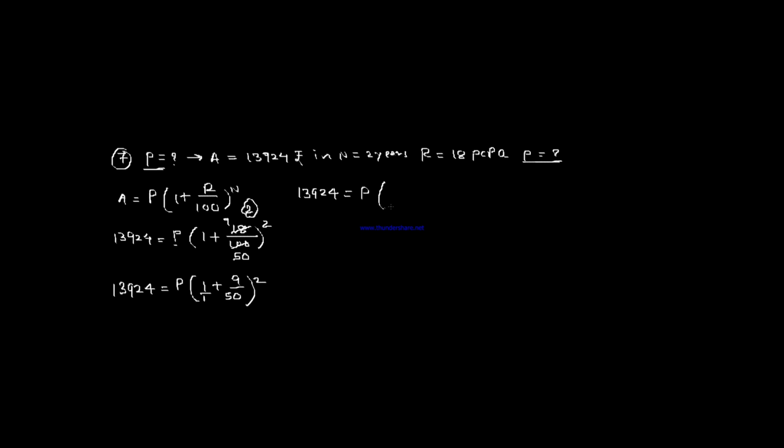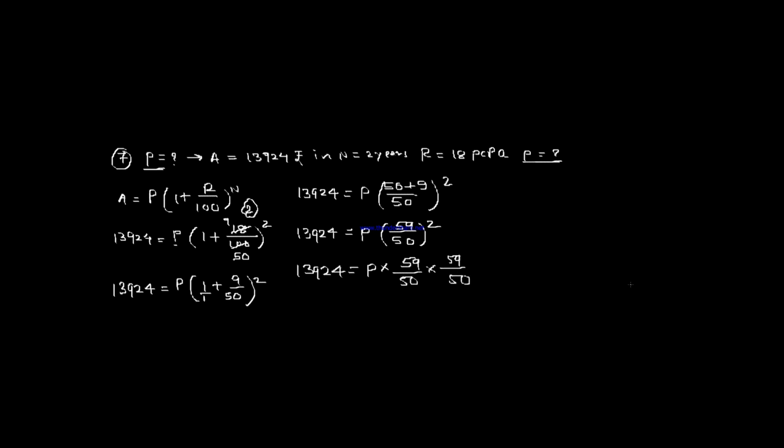13924 principal, then 50 ones are 50, 50 ones are 50, 50 ones are 50, 1 9s are 9, 13924, and this will become 59 upon 50. Okay, now since there is a square, so we can do the square over there. The answer that we will get is 59 upon 50 into 59 upon 50.